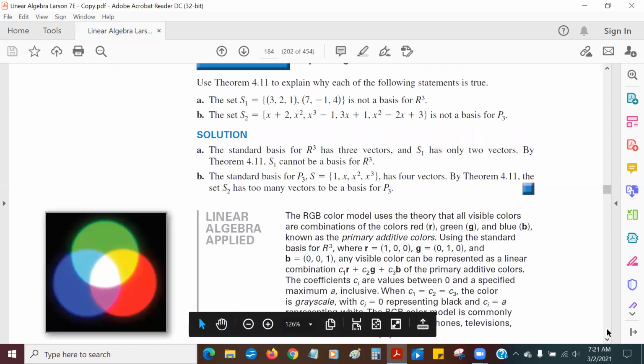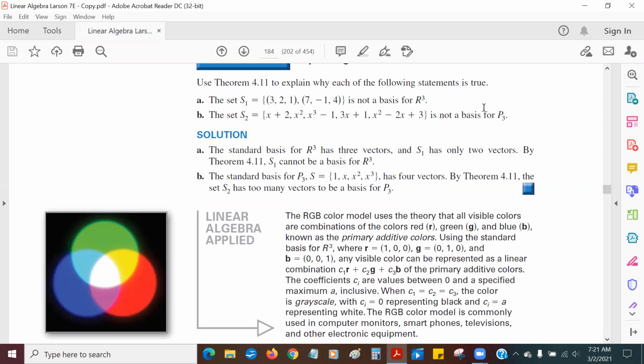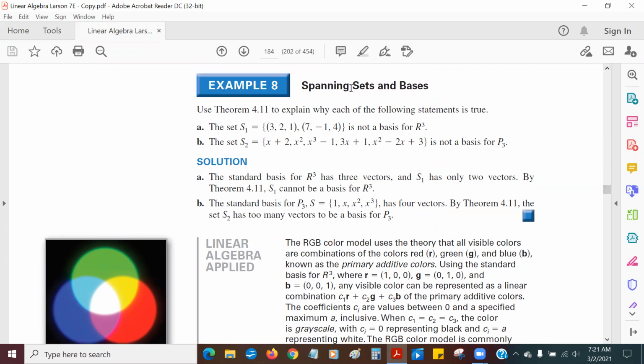Before we do that, let's just look at a couple of examples here. Spanning sets and bases. We want to explain why each of the following statements is true. The set S1, which is (3, 2, 1), (7, -1, 4), is not a basis for R3. How do I know that? Because we've already shown the standard basis, which has 3 vectors. Therefore, every basis has 3 vectors. So S1, since it only has 2 vectors, cannot possibly be a basis for R3.